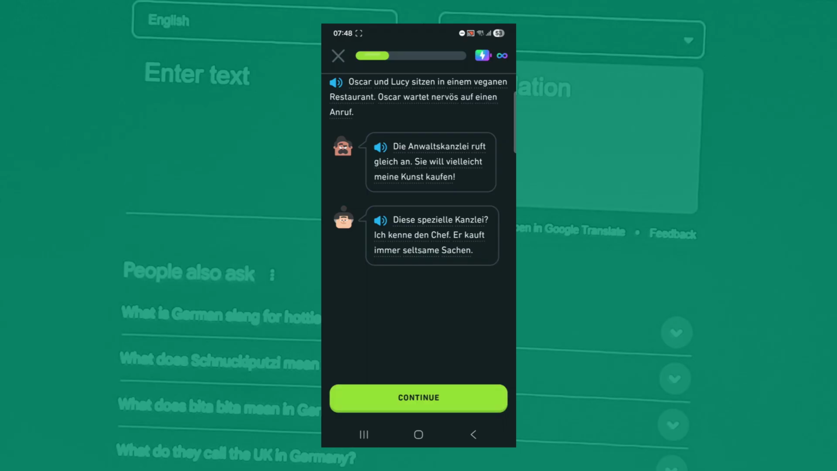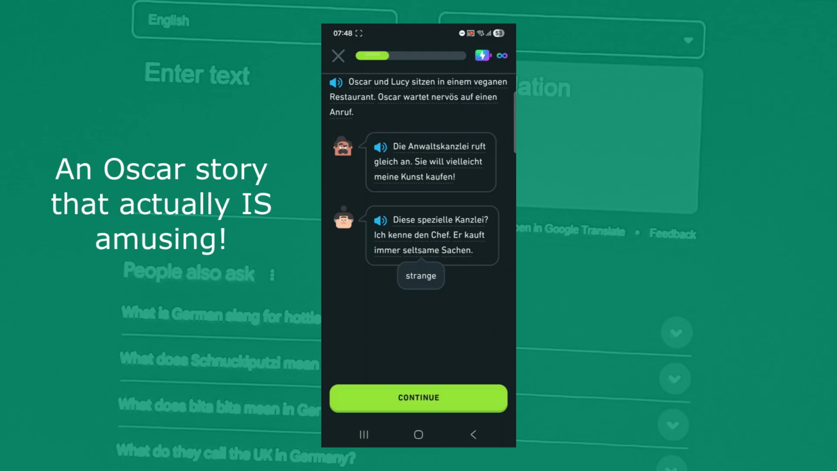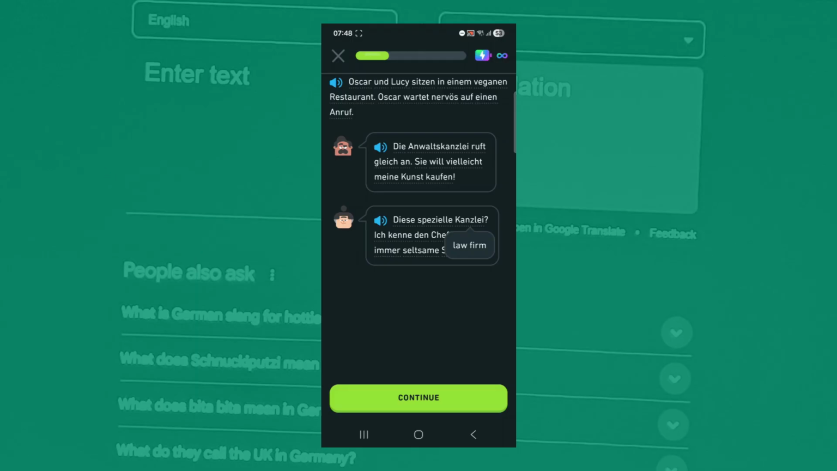These special, is that lawyer firms? I don't know. I know the boss. He always buys... I don't know what that is. So strange. Okay. So Oscar's art is strange. Okay, so that was the bit that's law firm.